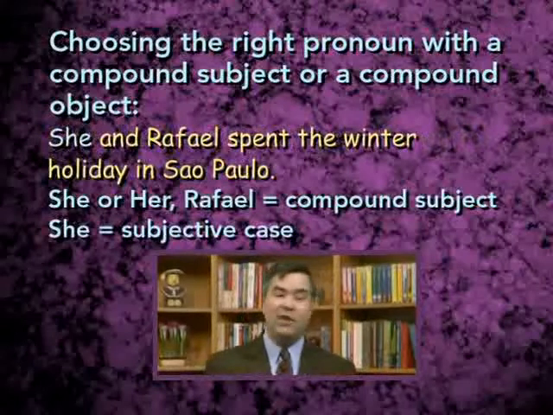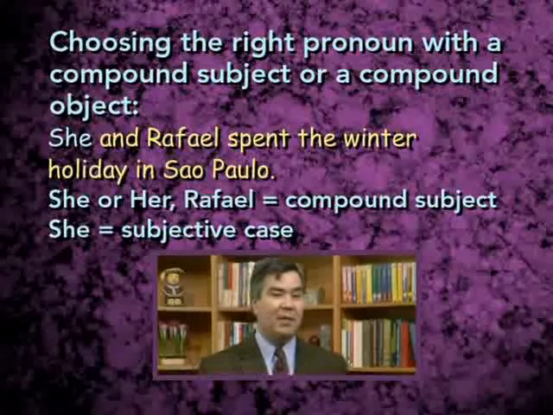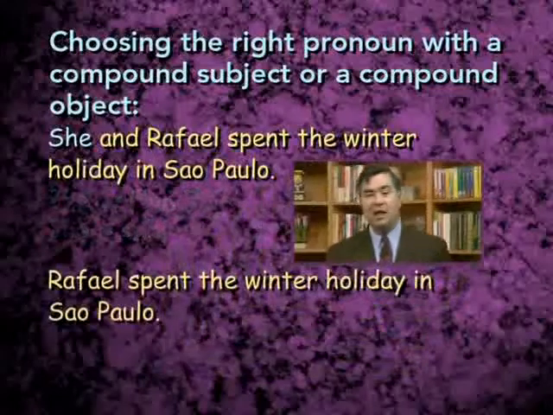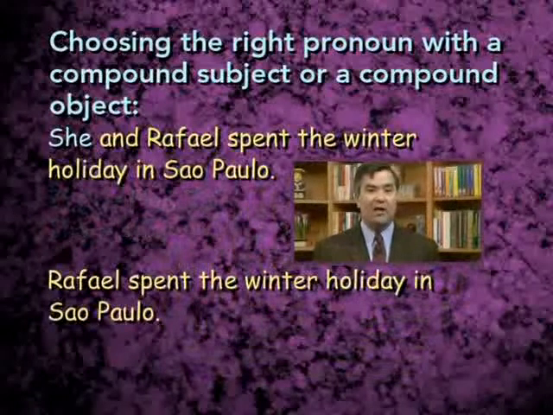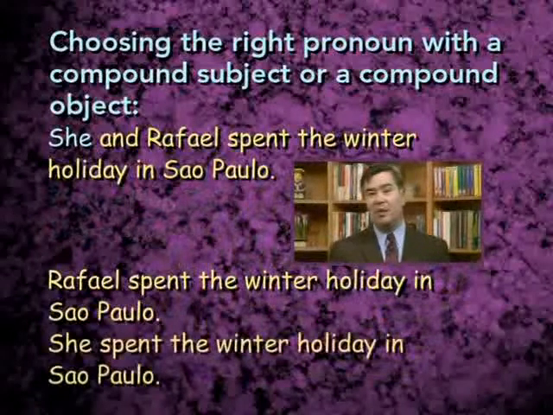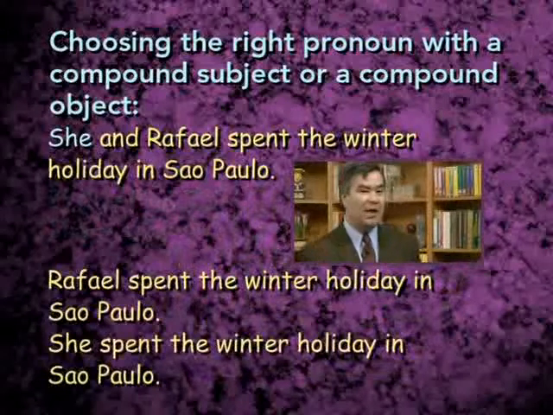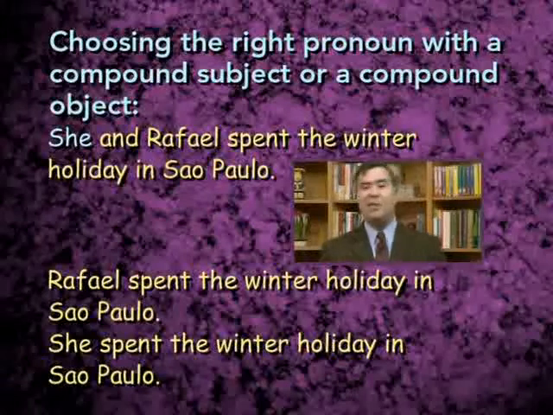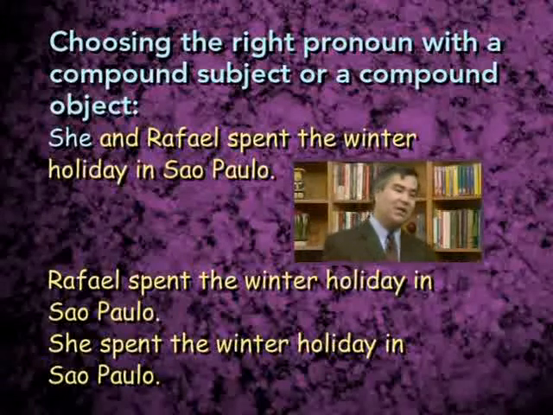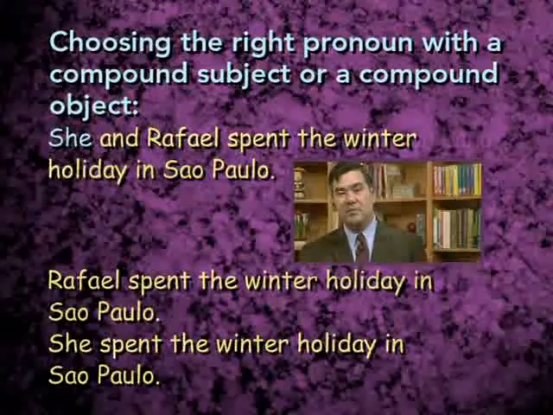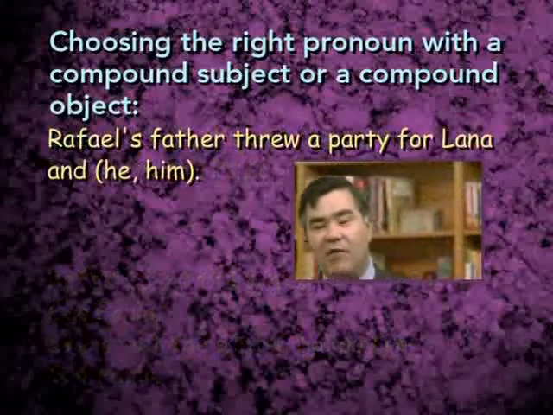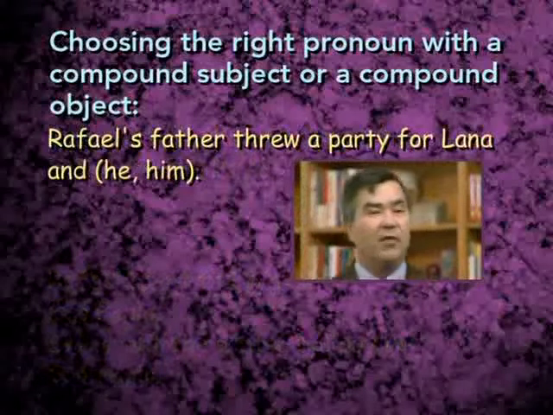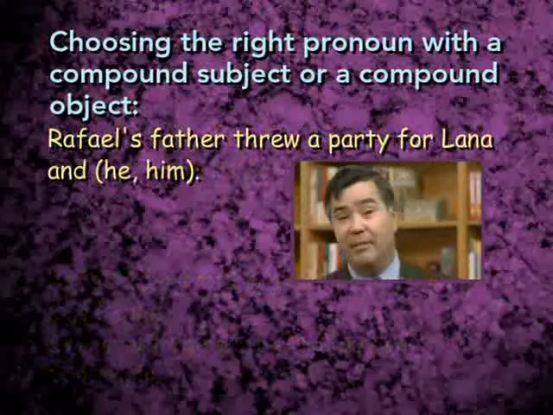However, if this isn't obvious, break it into two sentences and then it becomes obvious. One sentence would be, "Raphael spent the winter holiday in Sao Paulo." The other would be, "She spent the winter holiday in Sao Paulo." Once you separate out the two subjects, then it becomes very obvious that the subjective case is correct and "she" would be used rather than "her." One more example. "Raphael's father threw a party for Lana and he or him."